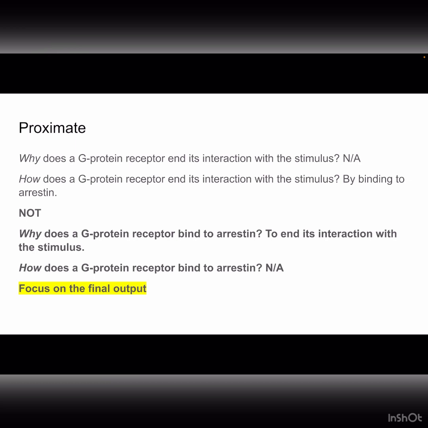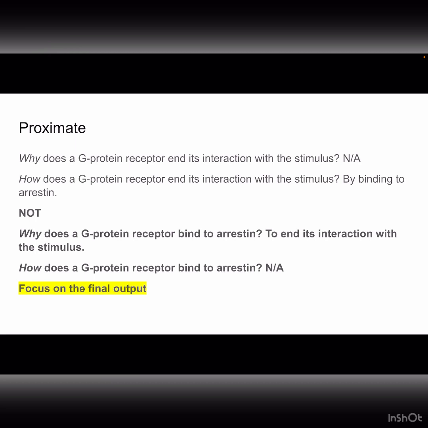So, why can't we look at it that way? Well, let's take another look at the example. It says that a G protein receptor, which we don't need to worry about what that actually is, binds to arrestin, and that causes the receptor to stop interacting with a stimulus. The end result of this process is that the G protein receptor stops interacting with a stimulus. That is the thing that this whole process is moving towards. So that's why we focus on the decreased interaction instead of arrestin binding.